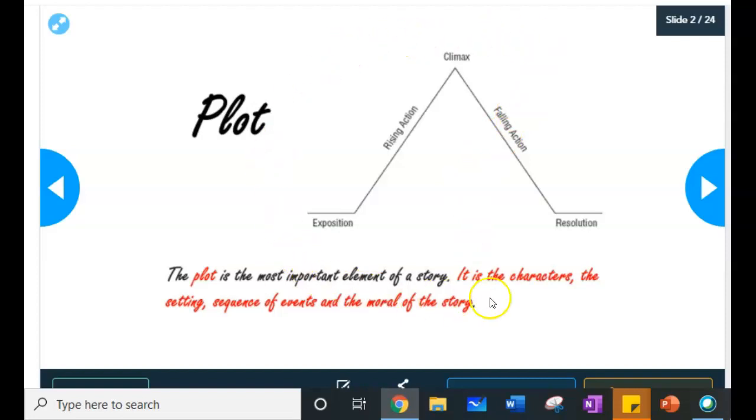This right here is called a plot diagram, and I'm sure you've seen it before, and you'll continue to see it. It gives you the 5 elements that make up plot. Okay? Exposition, rising action, climax, falling action, and resolution.